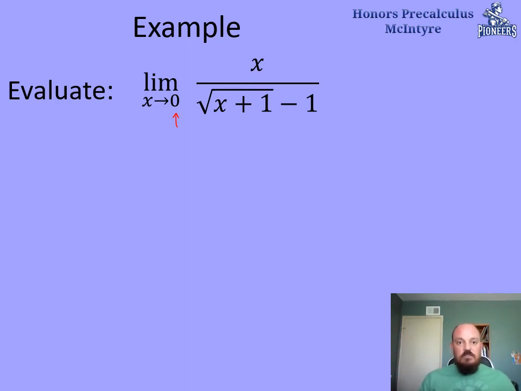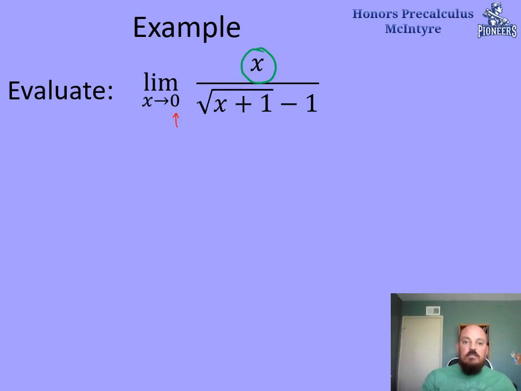Once you realize you get the 0 over 0, my target for this one, the thing I want to cancel out, is this x right here. Because if I'm plugging in 0 for x, that's the 0. So even though I don't see it right now, there's a hidden x in the bottom. If I can find it and cancel it with that one on top, I can do direct substitution and find my answer. So let's see if we can find that x.